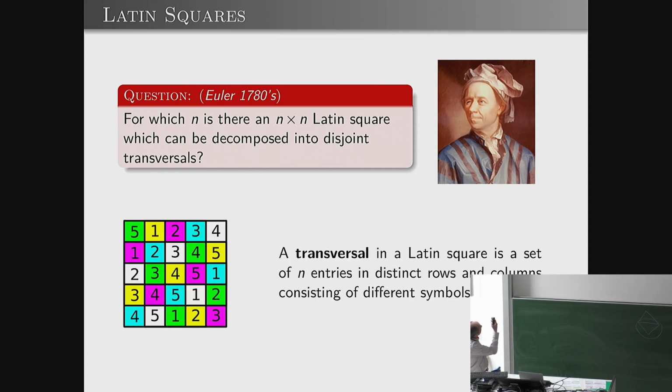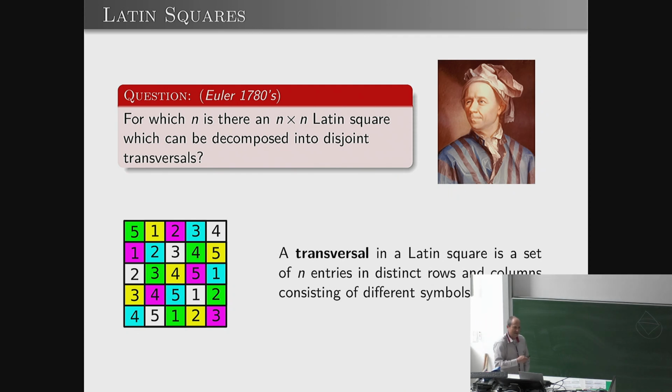Here's an example. I cannot do this for 6. We will talk about this in a minute, but I can do it for 5. Here is a 5 by 5 Latin square, which in addition is decomposed into 5 transversals. You can check that every color contains one element in every row and every column, and inside this square there are all different numbers.